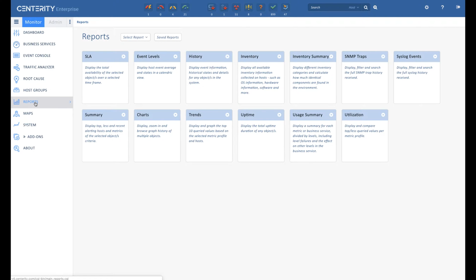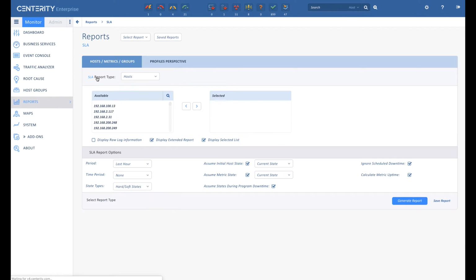Centerity has 13 pre-built reports in the system. And we're going to go over some of the most important reports today. First, we have the SLA report. The SLA report is going to tell you what was the availability of the different components that we're going to be reporting on.